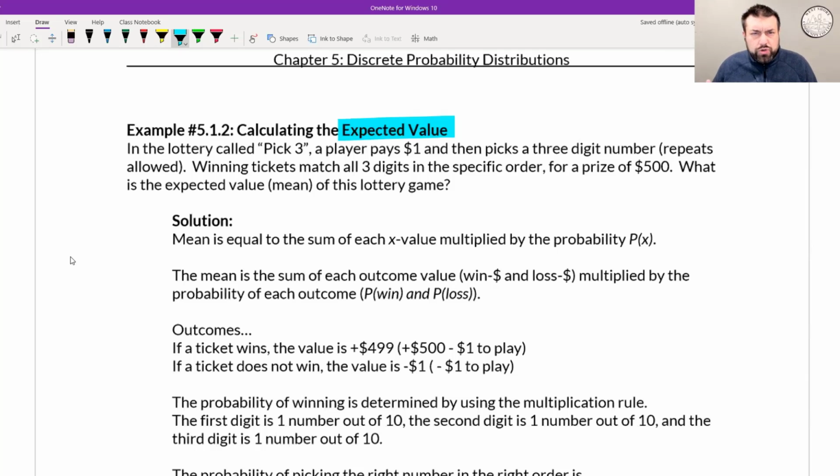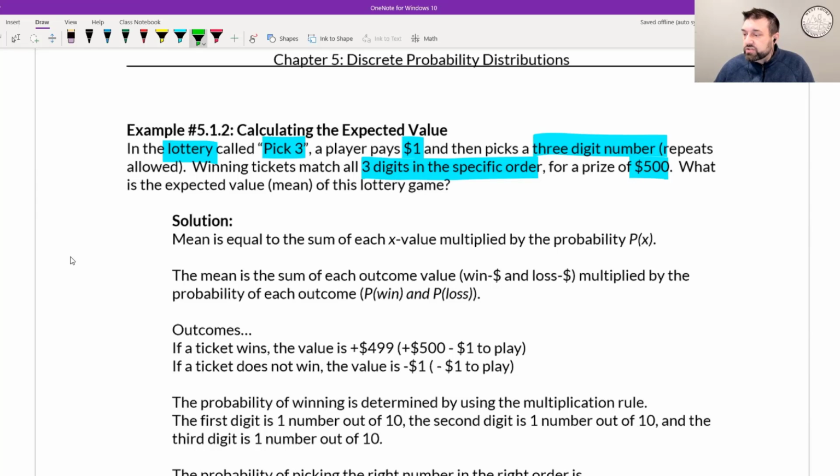Let's say that West Shore Student Senate decides to raise some money, and so they're going to put on a lottery, and it's called the Pick 3. And so here's how you play. You pay $1, so you pay $1 to play, and then you get to pick a 3-digit number. And if you match all 3 digits in a specific order, you win $500. Good job. So what's the expected value? If you played this every day for the course of 2 years, what would be your expected value over the long run?